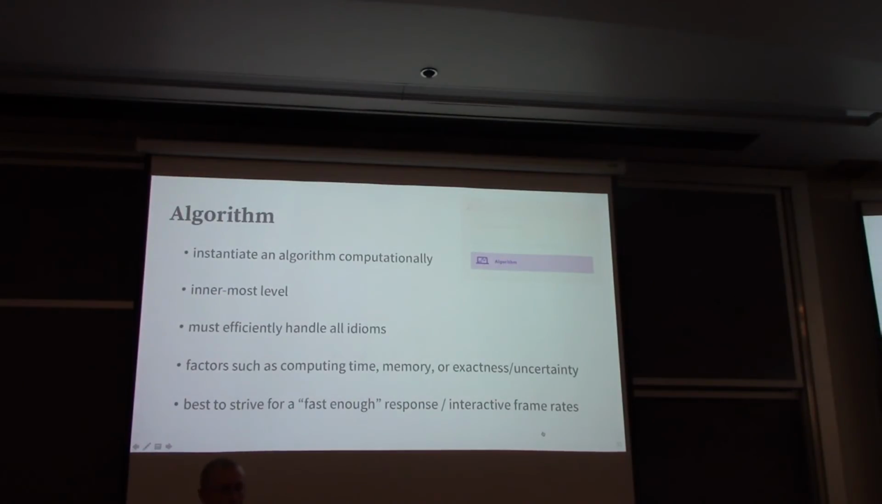And so lastly, the inner level is the algorithm. This is something about instantiating some algorithm computationally. It's the innermost level of our model. It's what drives those encodings and those interactions, what makes everything work. And so this must efficiently handle all of the design encodings, all of the interactions that you've chosen, because if it doesn't handle this efficiently, the system's going to be slow. Users won't want to use it, and that's not good.